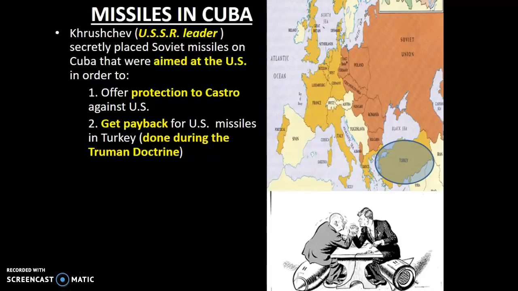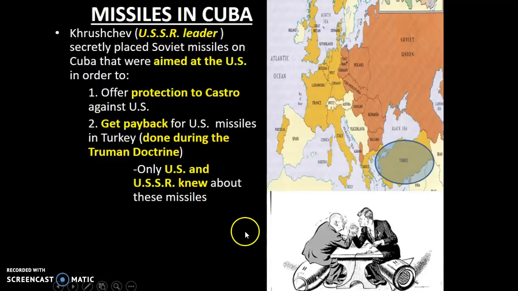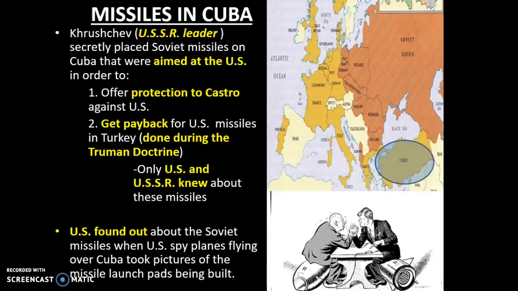Now, the interesting thing about these missiles here in Turkey is that only the U.S. and only the USSR knew about these missiles. This is something super important to remember, and I would actually go ahead and circle this and put a little star next to this key point, because these missiles in Turkey and the fact that only the U.S. and USSR knew about them is going to be a key point we're going to discuss later in the lecture.